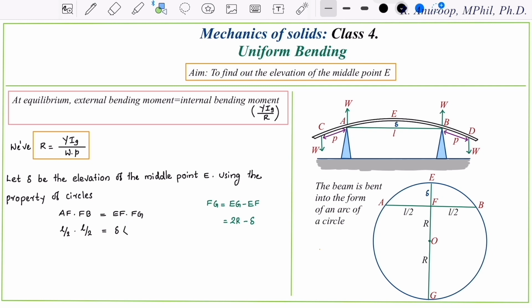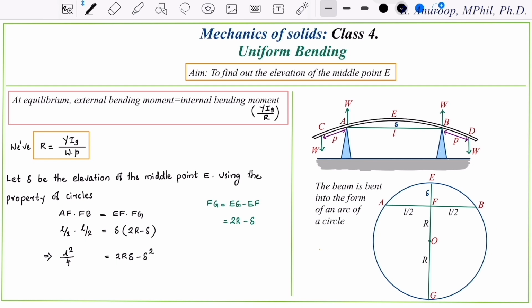Now substitute the value of FG in the RHS of the previous equation. Therefore, we can say the RHS becomes delta into 2r minus delta. That is, L square by 4 is equal to 2r delta minus delta square.